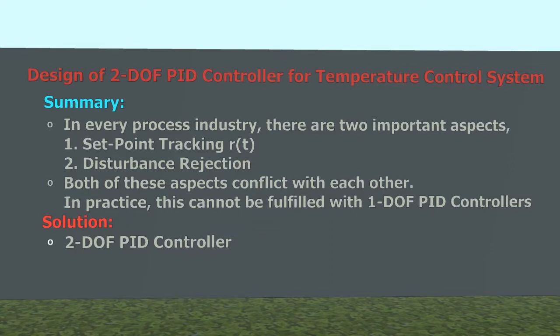In every process industry, there are two important aspects. 1. Set point tracking, R of T, and 2. Disturbance rejection. Both of these aspects conflict with each other. In practice, this cannot be fulfilled with a 1 degree of freedom PID controller. Therefore, we need to choose a 2 degree of freedom PID controller to solve this issue.